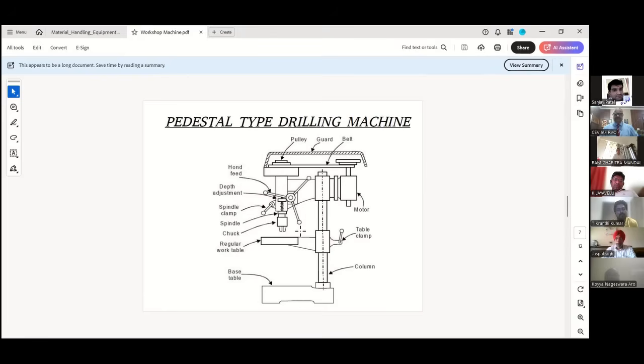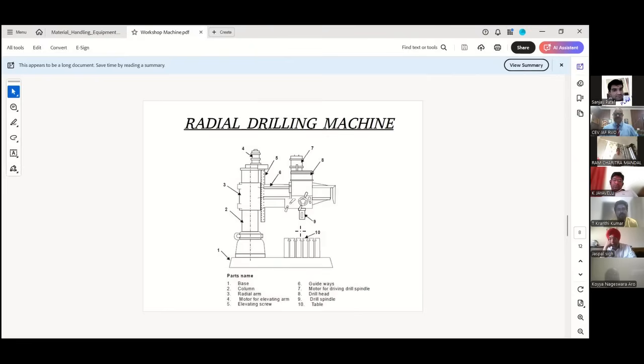Radial drill machine, pillar drill machines. A pillar drill can only do vertical movements. Radial drill machines have a 360 movement, both vertical and horizontal movements.